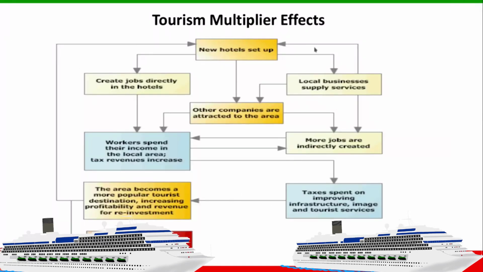With this particular diagram, it's trying to show how tourism creates a multiplier effect. For example, a new hotel is set up, so it will create jobs directly in the hotel, and the local businesses supply services, transportation and other services which would be created because of the hotel. Then other companies are attracted to the area, like entertainment, and then could be IT companies nearby.